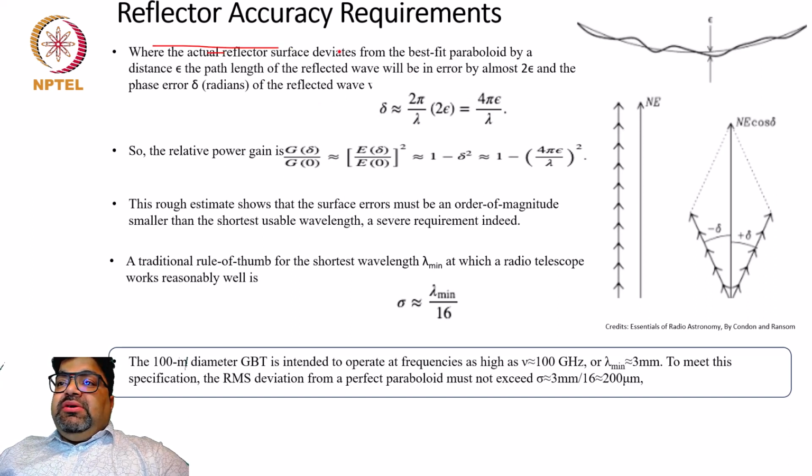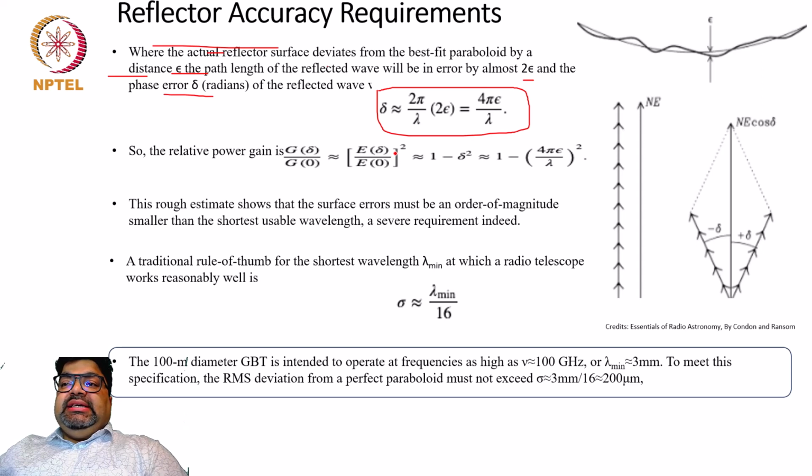Supposedly your best fitted parabola has some error in the surface, which creates an additional path length of epsilon. For that, the wave has to travel an additional distance of twice epsilon, coming and going. And so the error in the phase due to that is given by delta, which is 2 pi by lambda times twice epsilon. So now you can see that delta, the phase change, is inversely proportional to lambda. So as lambda rises, this phase change becomes negligible. For lower frequency, it is lower. For higher frequency, it is higher. And epsilon is the deviation. And that causes a relative power gain or power loss for this surface inaccuracy.